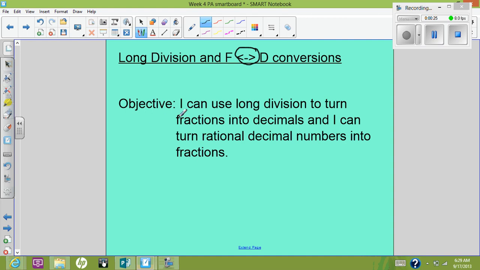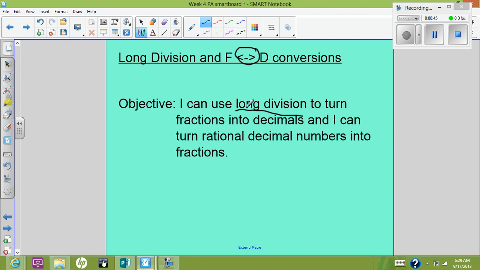Today's objective is I can use long division. I'm going to make a little note here. It's long division, not partial quotient. Partial quotient is when you go like this and you have that little tail coming off the end, and I think that's what you guys are most comfortable with. Long division is different, and I will show you today how to do that long division.